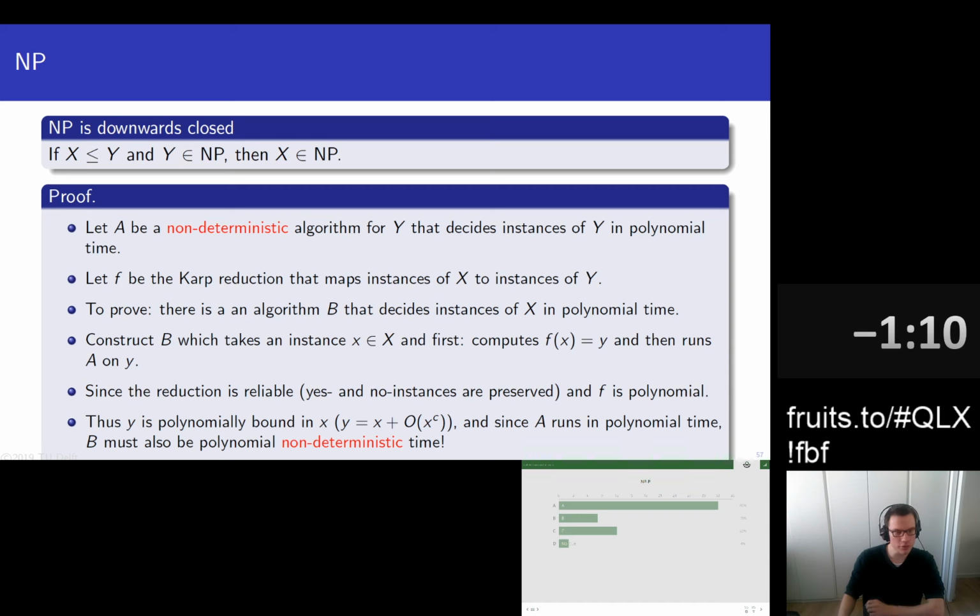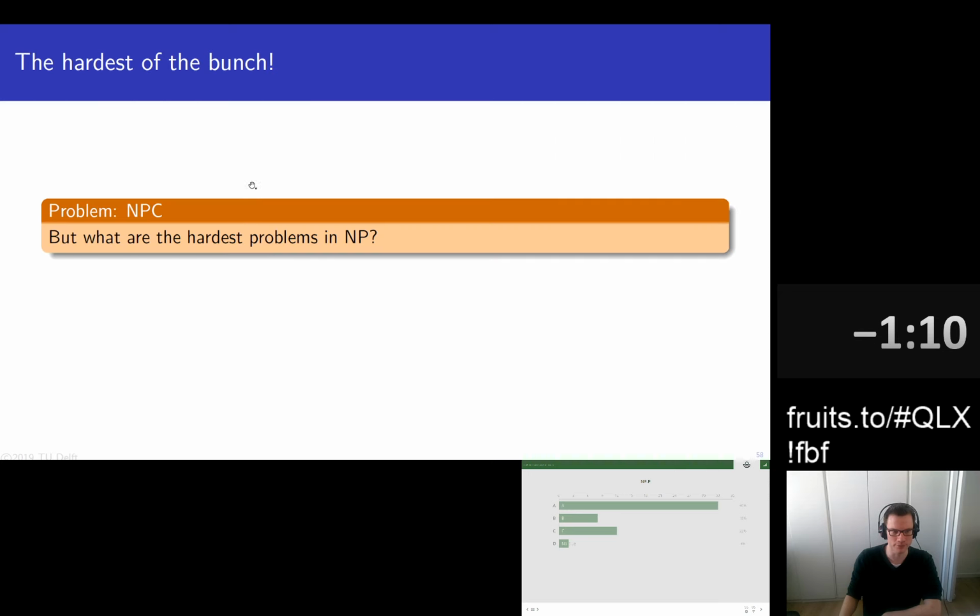Good. Then there was one last property of reductions I wanted to discuss today, and it was about NP hard problems. So let's talk a little bit about that. We've now talked about the class P and the class NP, but also about NP minus P, and that becomes all a bit muddled and confusing. So let's see if we can make that a little bit clearer.